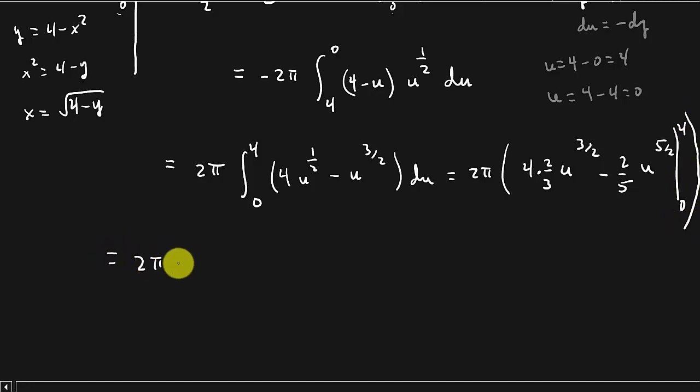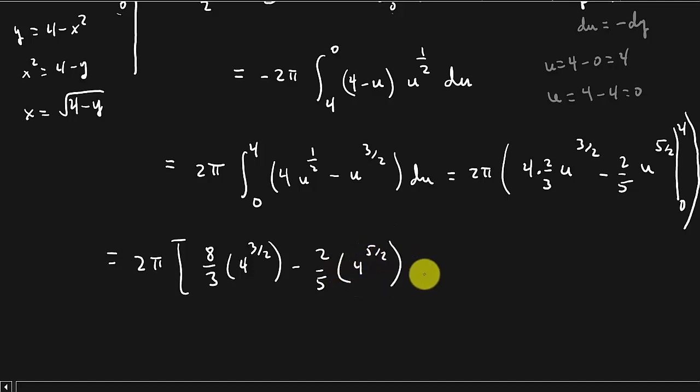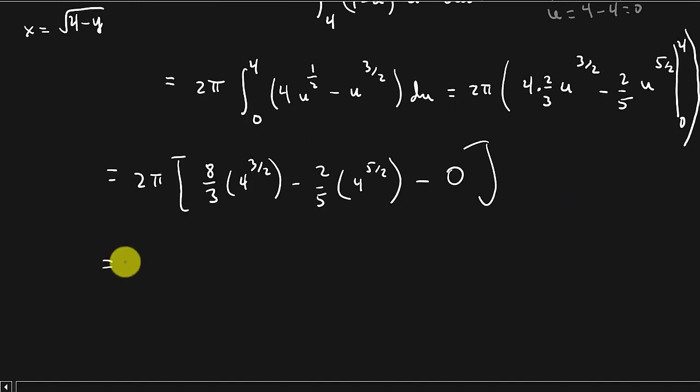And so this is going to be 2 pi times 8 over 3 times 4 to the 3/2 minus 2/5 times 4 to the 5/2 minus, and then look, when you plug the 0 in, that's just going to give you 0 back there. And whenever you put that in your calculator or whatever, you're going to get 256 pi over 15. And look, you can actually calculate that in your head.